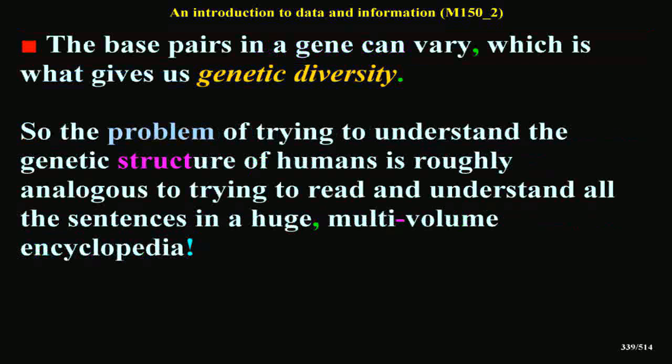3,200,000,000. The base pairs in a gene can vary, which is what gives us genetic diversity. So the problem of trying to understand the genetic structure of humans is roughly analogous to trying to read and understand all the sentences in a huge, multi-volume encyclopedia.